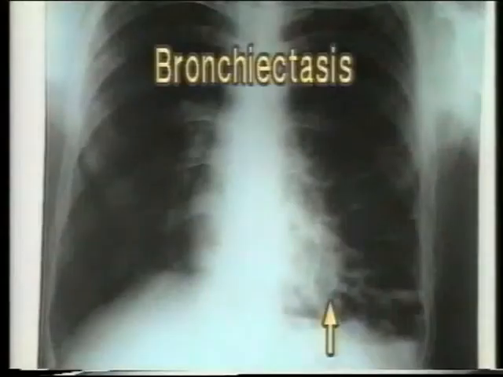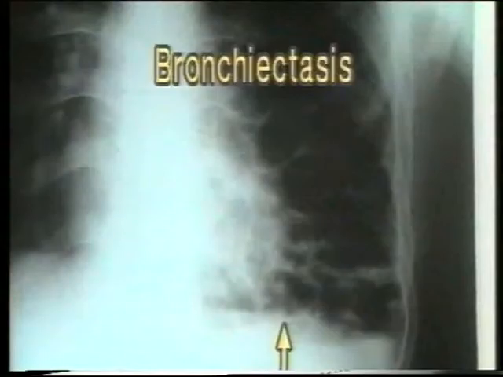This is another X-ray of a patient who presented with chronic cough with copious foul-smelling expectoration. Note the multiple thin-walled cystic areas in the lower zone of the left lung. The cysts in dependent areas shown by the arrow contain a fluid level indicating retained bronchial secretions. A definitive diagnosis can, however, be made only on bronchography.